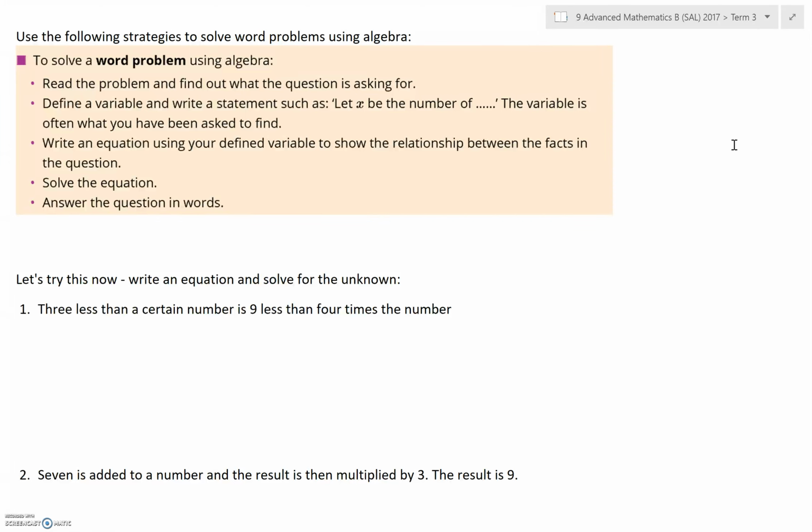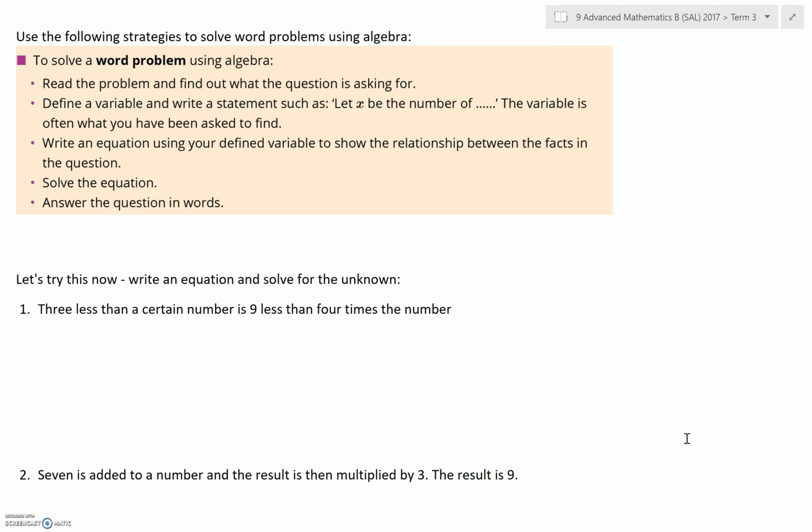We need to write an equation using the variable and the other facts that are in the question. So sometimes you might be asked to double it, triple it, take some away, add some to it, something like that. So all of that needs to be looked at. Then you need to actually solve the equation, the normal way we've been working to solve algebra equations. And the last thing we need to do is answer the question in words, because as you know, with word problems, we should always write our answer in the form of words as well.